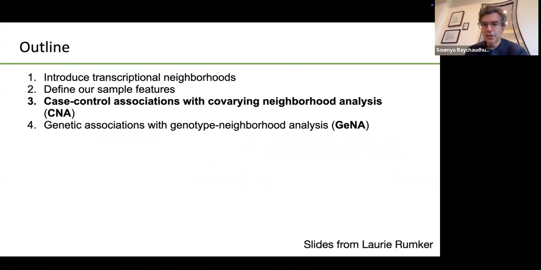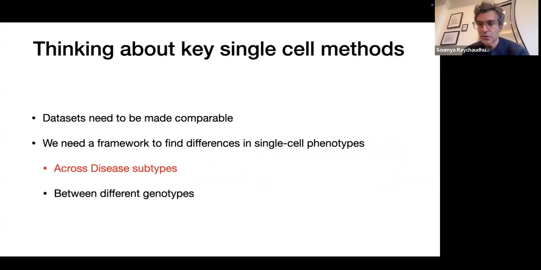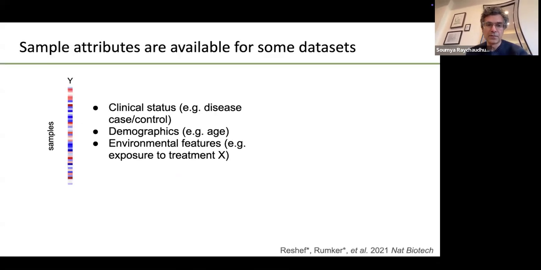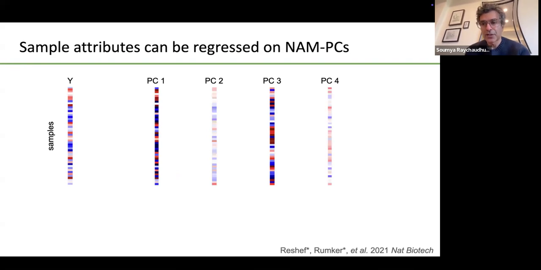So we use a method that we call covariant neighborhood analysis, or CNA. And this allows us to really think about disease subtypes and comparing them with each other, or any other sort of sample level variable. So here we imagine that we have data for every sample, for example, clinical status. For RA, we were talking about these different subtypes. So it might be, are you in a particular subtype or not? But you can also imagine looking at other demographic features. And now you remember we have those NAMPCs, which largely pick up on which neighborhoods in the cell transcriptional space, which cell states effectively, are captured by these different samples.